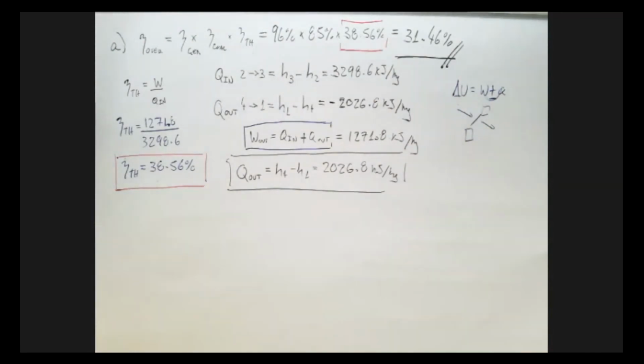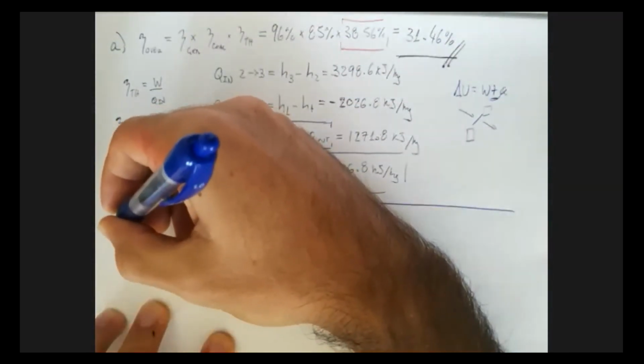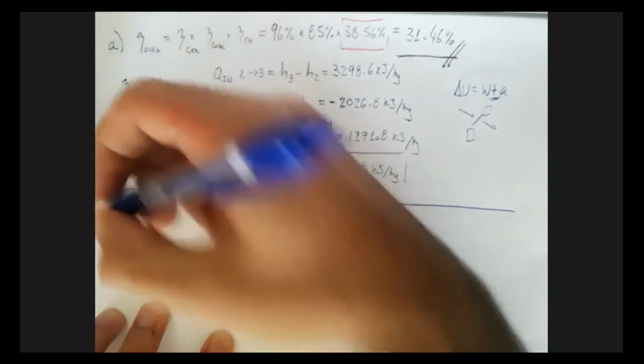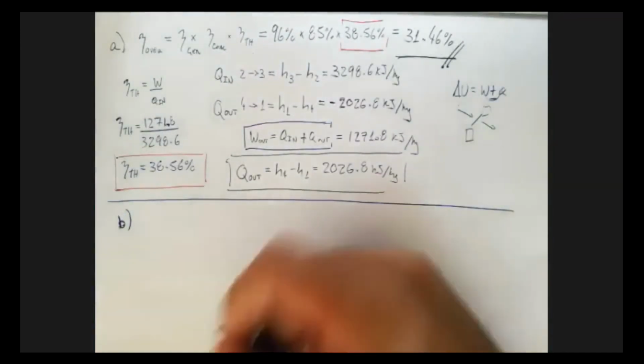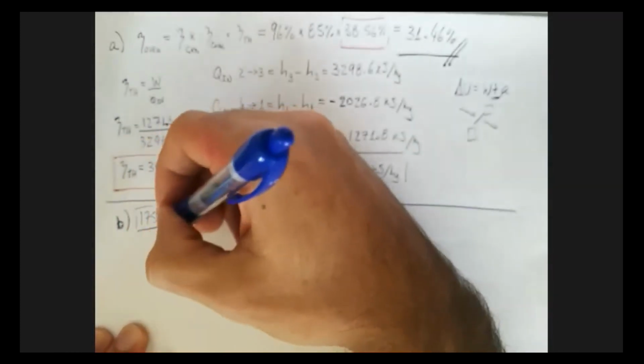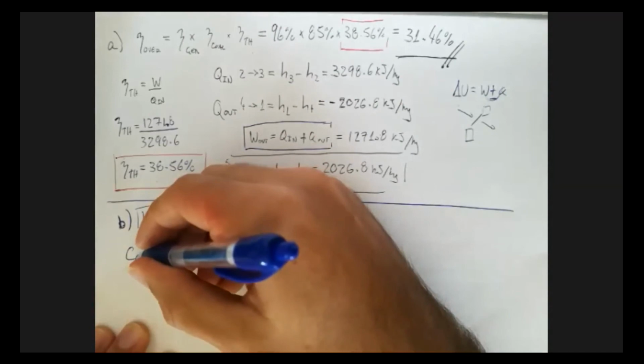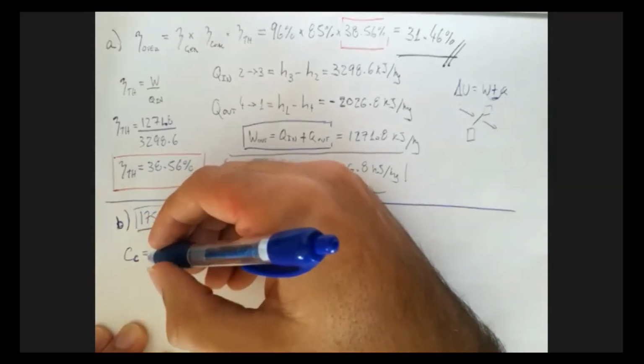But then we're not finished, right? Because the problem goes on and asks us, what is the required rate of coal that needs to be supplied for this plant to output the 175 megawatts? So let's do part B now. Part B is the following. My plant is outputting 175 megawatts. That's what my plant is outputting. And the fuel for this is coal, which has a heating value, the specific heat of coal, of 29,300.